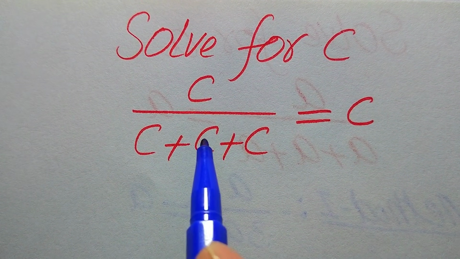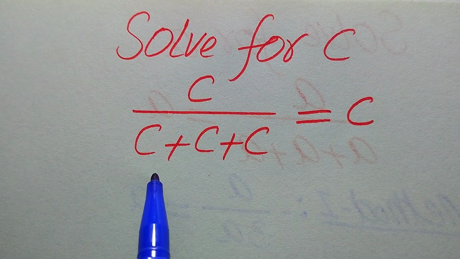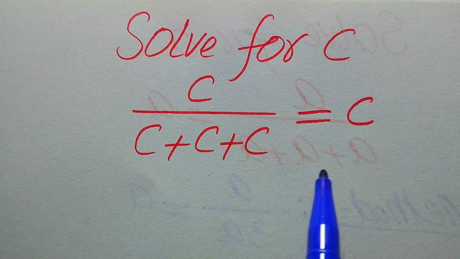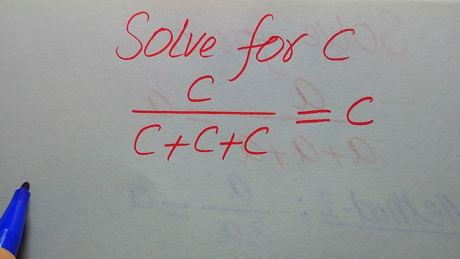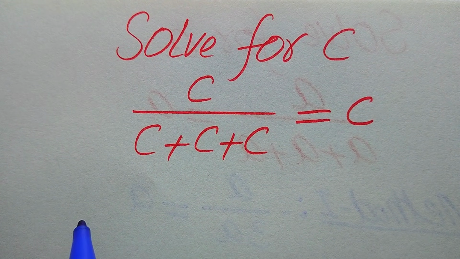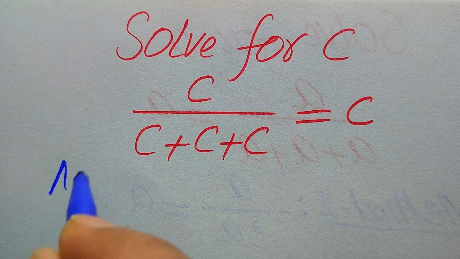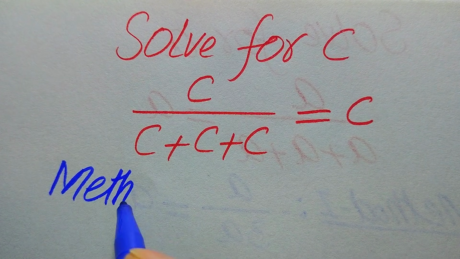So here we have c divided by c plus c plus c is equal to c, and we solve this problem for all the values of c. Here we need to find all the roots of this equation, and at the end we will verify which of the roots are solutions and which of the roots are extraneous roots. Further, we solve this problem by two methods.